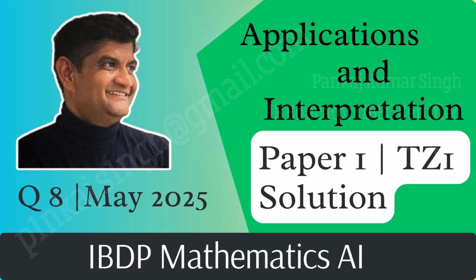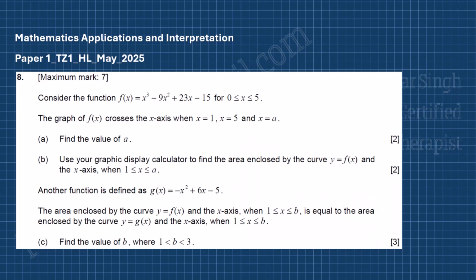Mathematics Applications and Interpretation, Paper 1, Timezone 1, HL, May 2025. This is question number 8, carries 7 marks. He has given us two functions, f of x and then g of x. f of x is a cubic function, g of x is a quadratic function.